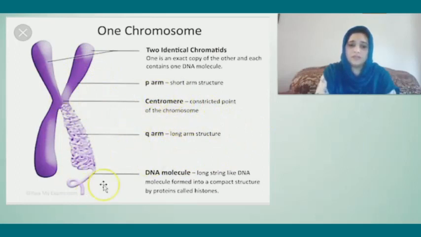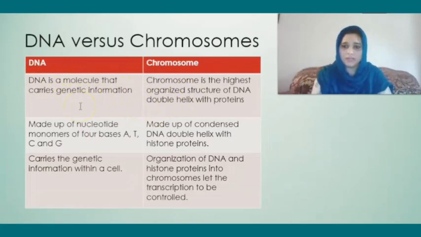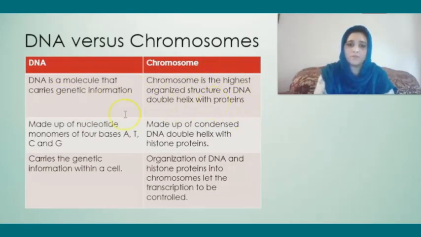Here is a DNA molecule, a long string-like DNA molecule formed into a compact structure by proteins called histone proteins. So DNA is coiled around histone proteins. DNA and chromosomes, how can we differentiate between them? DNA is a molecule that carries genetic information, as I have already mentioned. A chromosome is the highest organized structure of the DNA, a double helix with proteins. So here proteins are present, histone proteins.